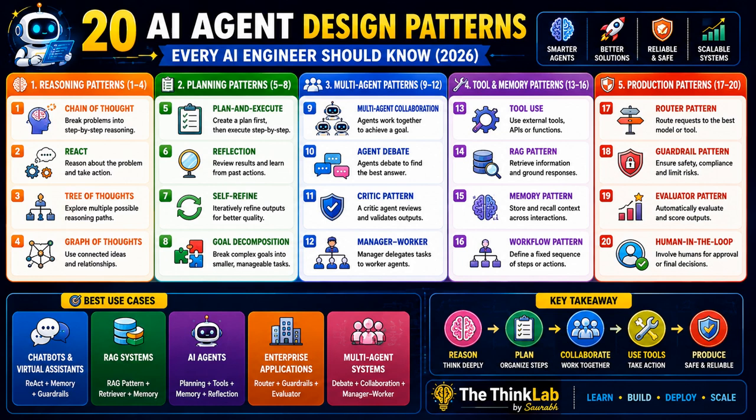Number 7 is self-refine. Self-refine is an iterative process. The AI creates an initial answer, then it tries to improve it, and then tries to improve it again, so each version becomes better than the previous one, right? That is what we call self-refine.